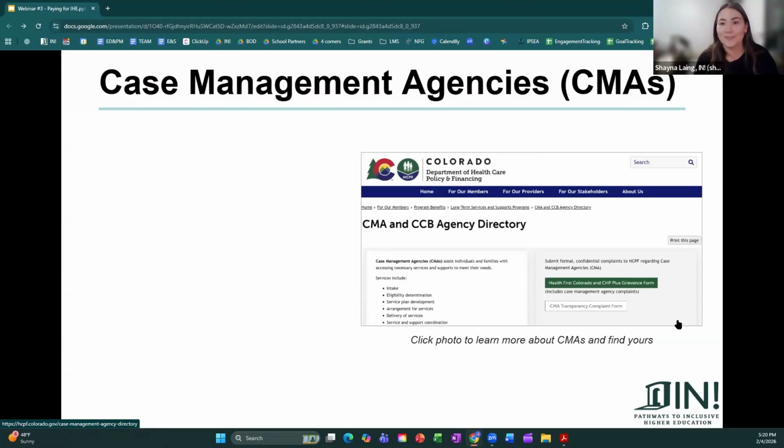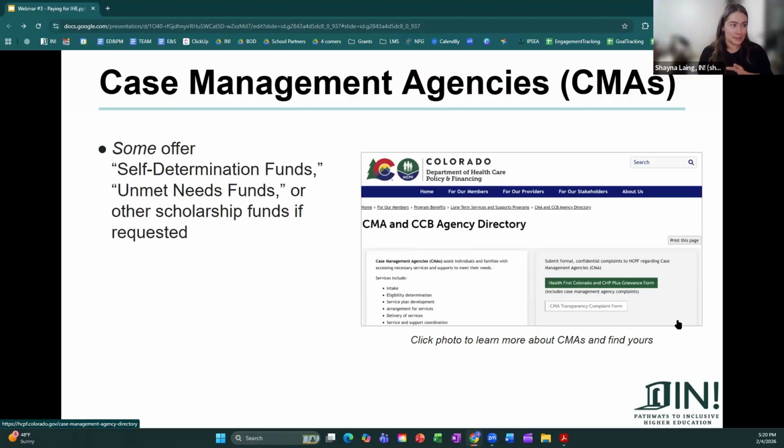So beyond your traditional FAFSA financial aid, there are some unique components to students with intellectual disabilities or students with disabilities pursuing higher education. And we want to point you to your case management agencies. And I say this with a pretty strong caveat. Not every case management agency operates the same, as you probably know. There are lots of different counties that operate with different pockets of funding, but we want to encourage you to ask questions no matter who your case management agency is.